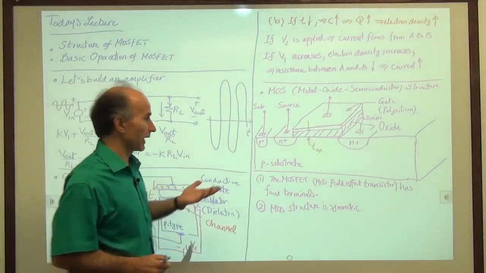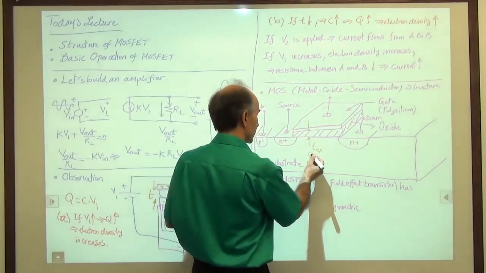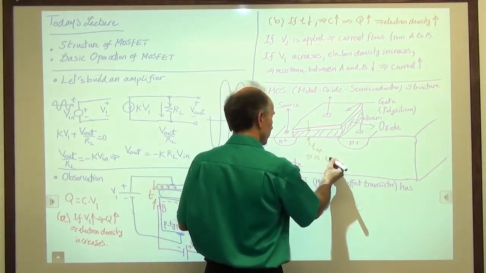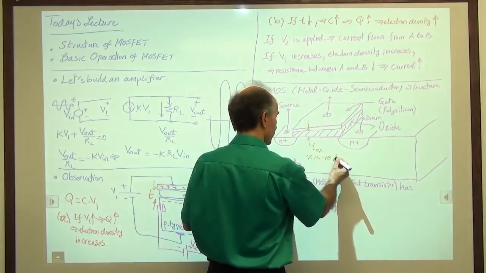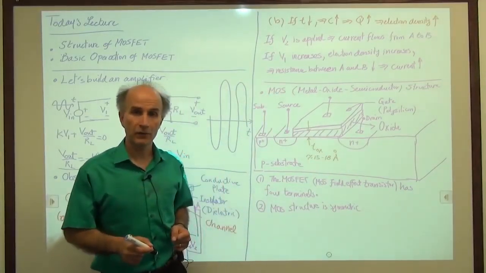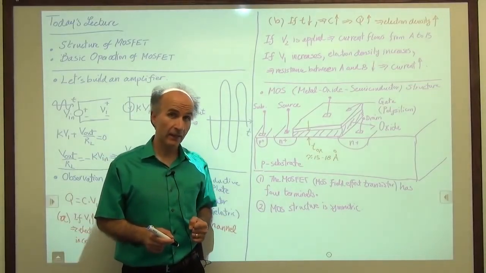So that's what has happened. Today, the oxide thickness is on the order of 15 to 18 angstroms, A with a little circle on top. 1 angstrom is 10 to the minus 10 meters.